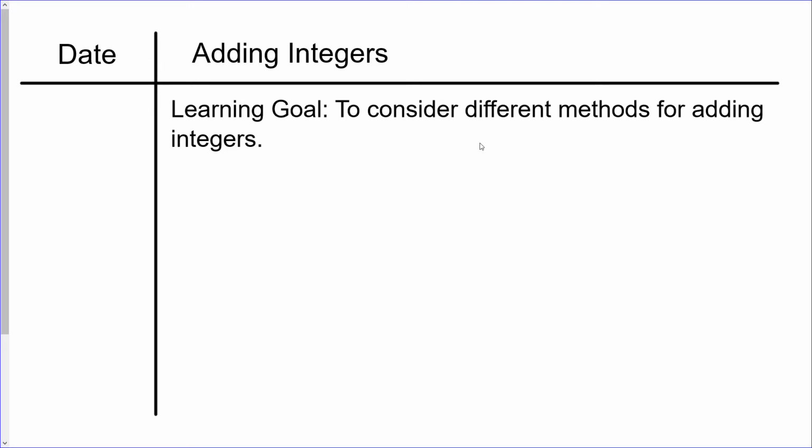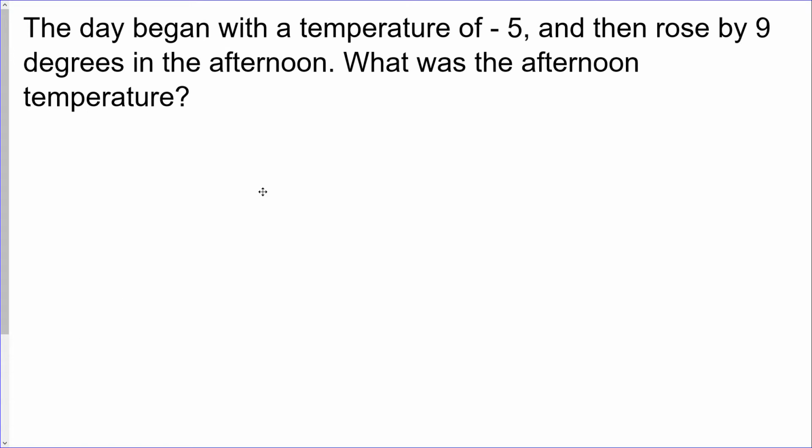Now our learning goal for this is to consider different methods for adding integers, and we'll consider a few more in future days as we go through the unit. Okay, so what I'm going to start with is a somewhat real-world situation to think through the concepts of adding integers. So take a moment, think that through, try and get an answer for that. So the day began with a temperature of -5 and then rose by 9 degrees in the afternoon. What was the afternoon temperature?